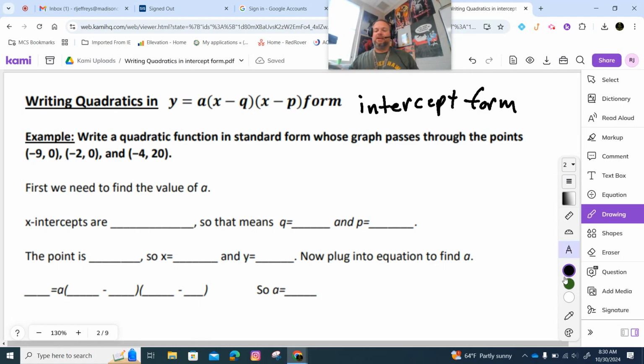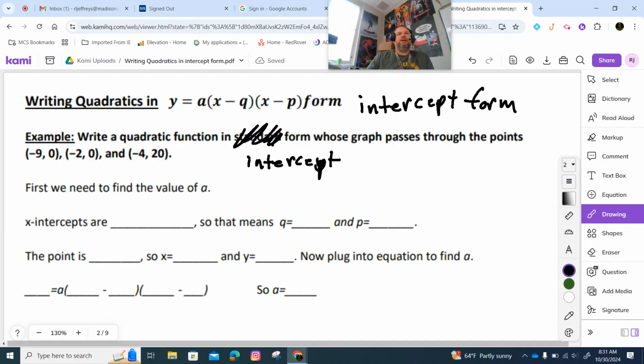Now it says standard form. Please mark this out, or let's do this. We're going to write intercept. The reason why we use intercept form is because this is going to be a lot easier. Okay, and we like easy, right?